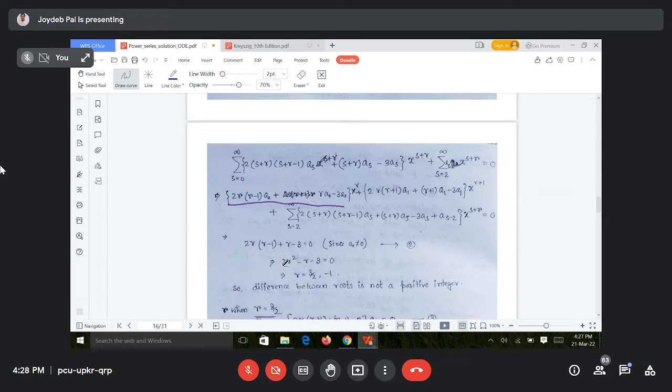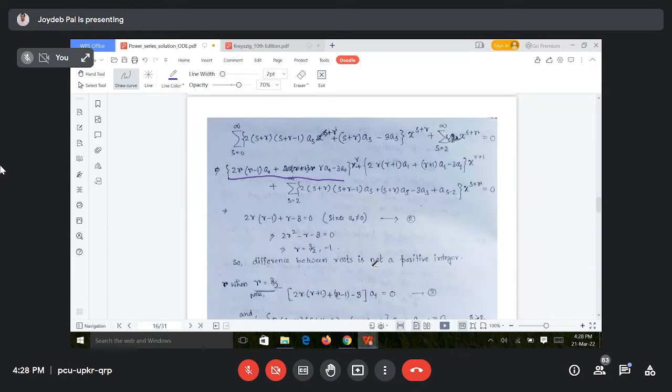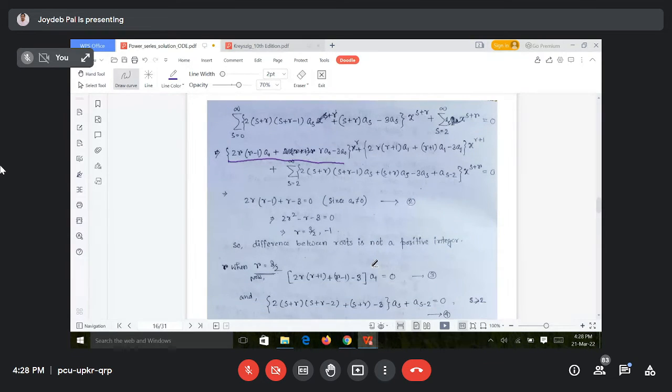So here we are getting two roots, 3 by 2 and minus 1. Now first of all you determine which case it is. Roots are not differing by positive integer, right? 3 by 2 और minus 1 ये दोनों का डिफरेंस इंटीजर नहीं है ना? No sir. So that is the simpler case actually.